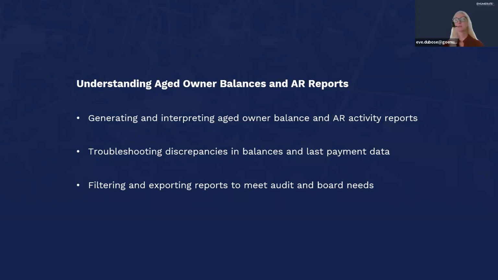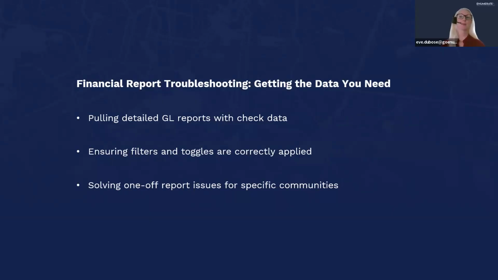Now, as we go along, we do only have 50 minutes to cover these topics, and I apologize if we don't get to all of them. But we're also going to go over financial report troubleshooting, getting the data you need, and that means pulling detailed GL description reports, detailed GL reports with checked data, ensuring filtering and toggles are correctly applied, solving one-off report issues for specific communities, which is something that a lot of us need.